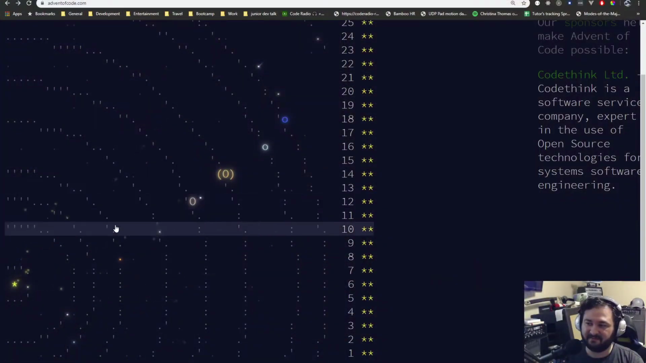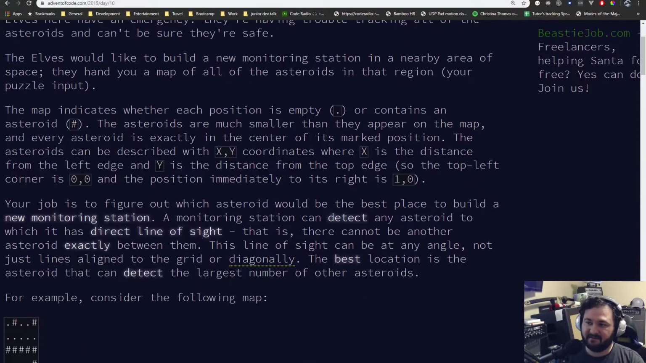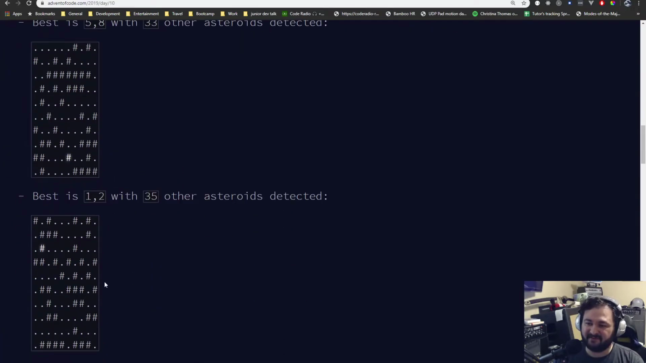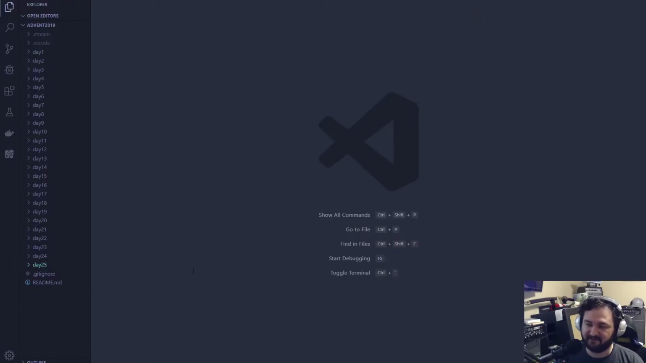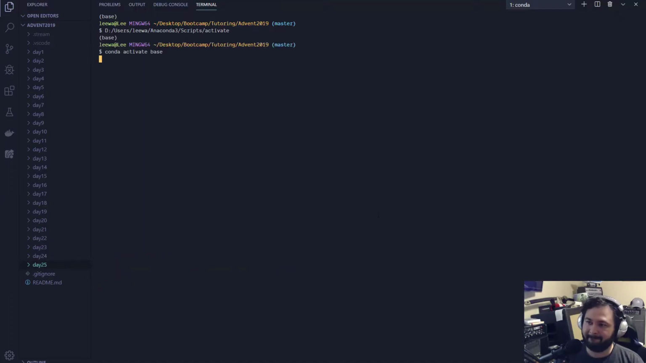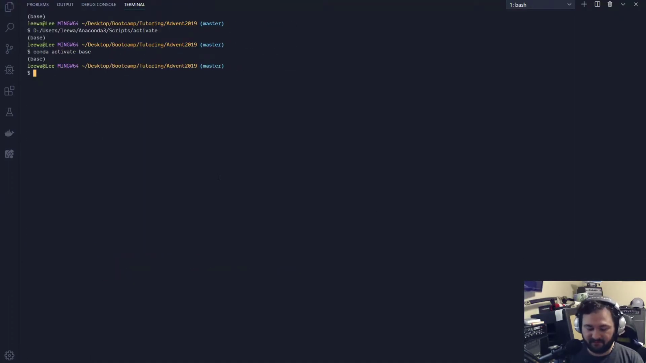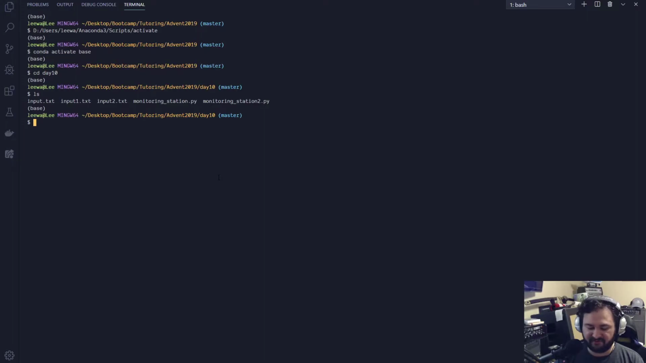But balancing that out, there were a lot of high points in doing Advent of Code. So I had some really fun times solving some of these problems. In particular, a couple of these days, day 10, this monitoring station one where you're blasting asteroids. I had a lot of fun doing that one. So I'll see if I can bring up the solution here. So for day 10, that was monitoring station.